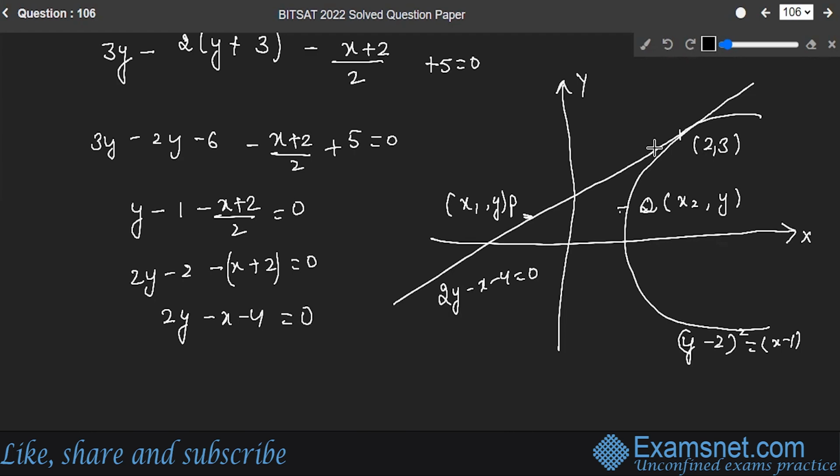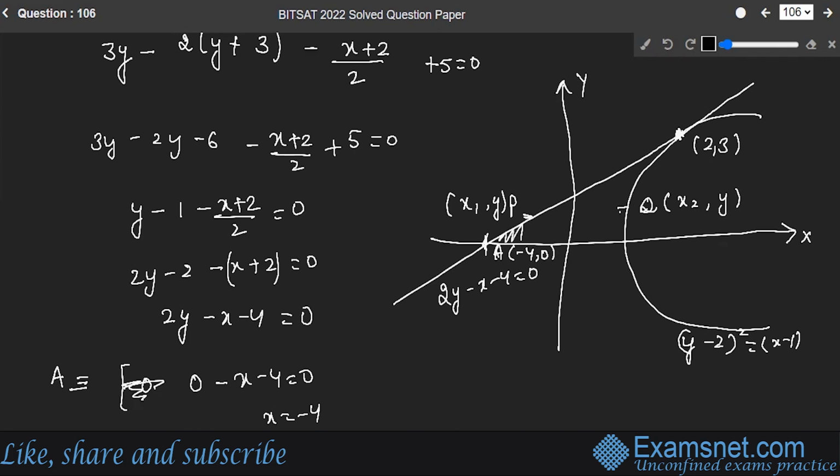Now, let's see the point of intersection. First of all, this is the point 2, comma 3, and here this point where y is equal to 0, let's say this is the point A. So A will have the coordinates 0, this will be 0 minus x minus 4 is equal to 0, or x is equal to minus 4. So A will have the coordinates minus 4 comma 0, right?